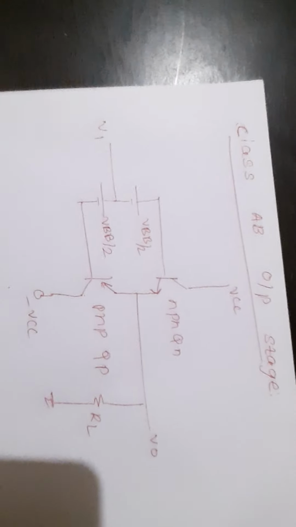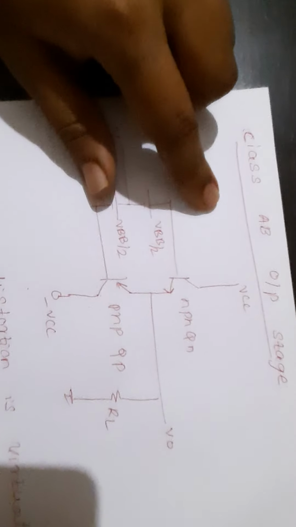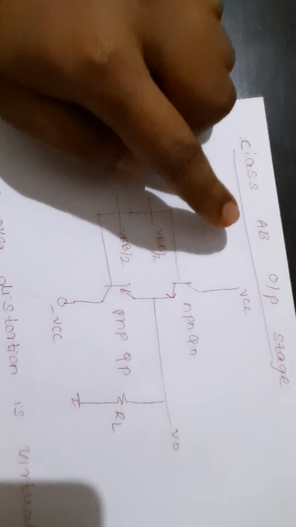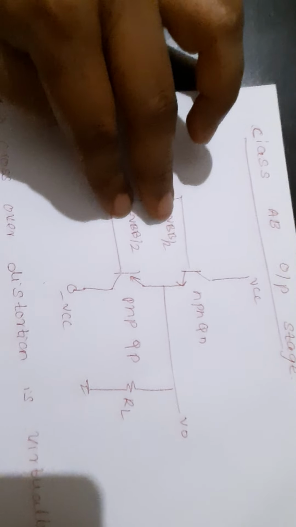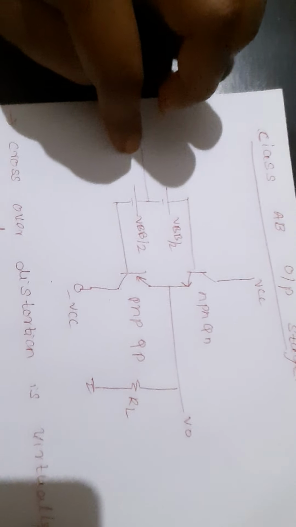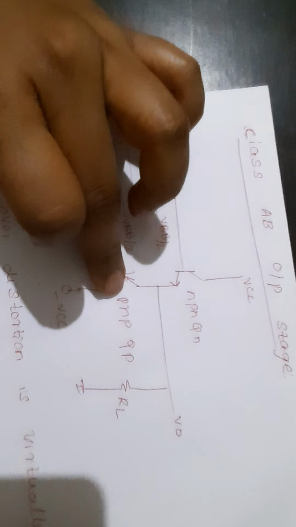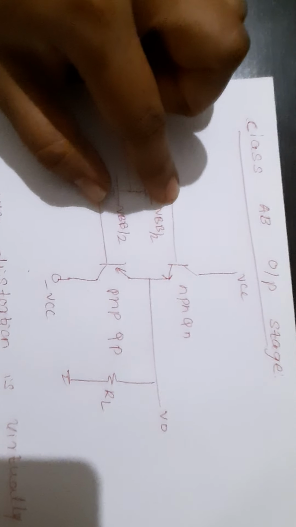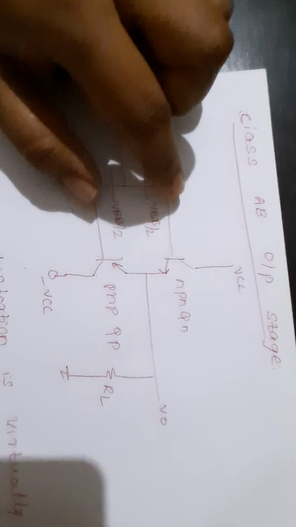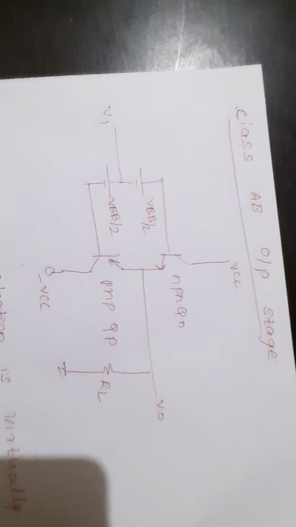I'll repeat once again. Now we are beginning with the class AB output stage. Compared to the class B output stage, these two extra parts will come. Why? Because when V1 is small, these will be off, and when they are off, at the output side we have the problem of crossover distortion.